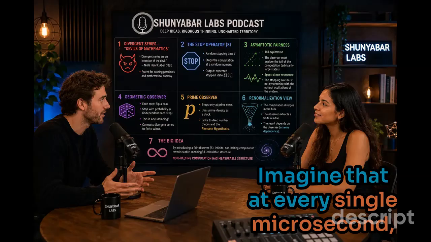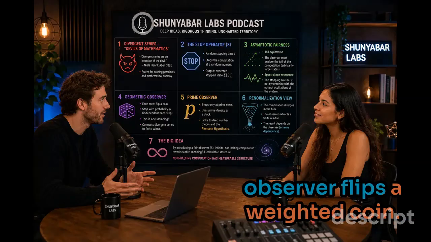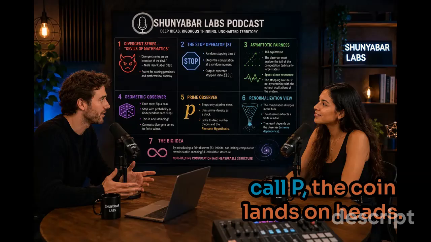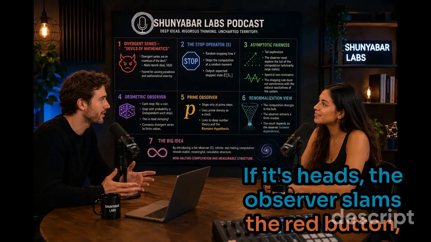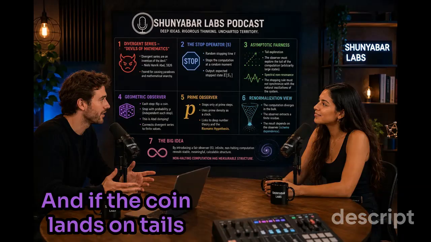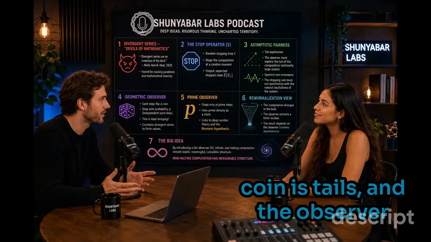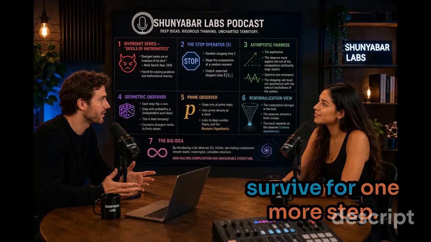Imagine that at every single microsecond, at every single step of the computation, our observer flips a weighted coin. With a constant probability, which we'll call P, the coin lands on heads. And if it's heads? If it's heads, the observer slams the red button, the program is stopped, and we read the state. And if the coin lands on tails? With the probability of 1 minus P, the coin is tails, and the observer does absolutely nothing. The program is allowed to survive for one more step.